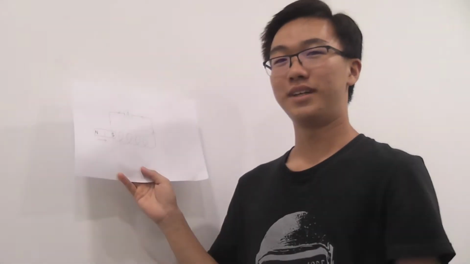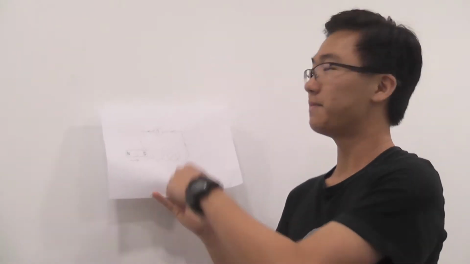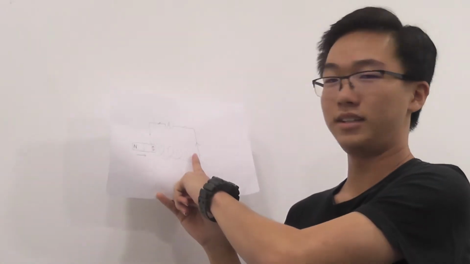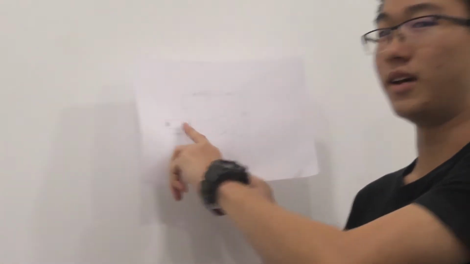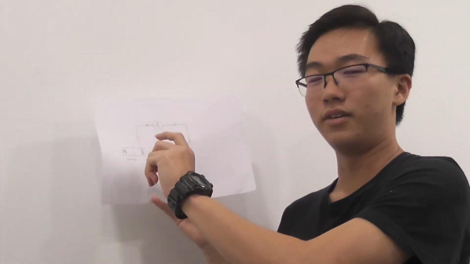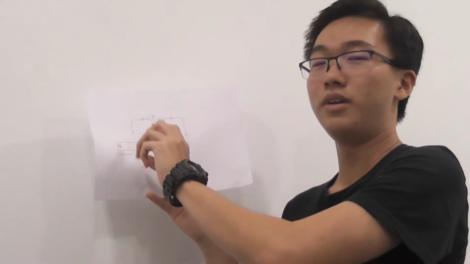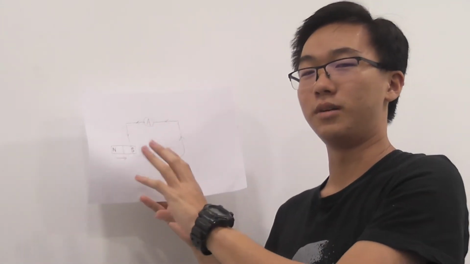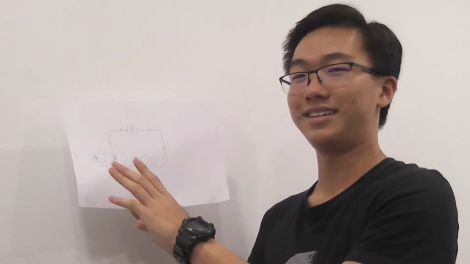Okay, this is a simple example of electromagnetic induction. As you can see, this is a circuit with a wire here, and this is a magnet. If you move the magnet into the solenoid, it will induce a current flow such that the current flow will produce a magnetic field which opposes the motion of the magnet. But yes, that is very confusing. But that's how it is.